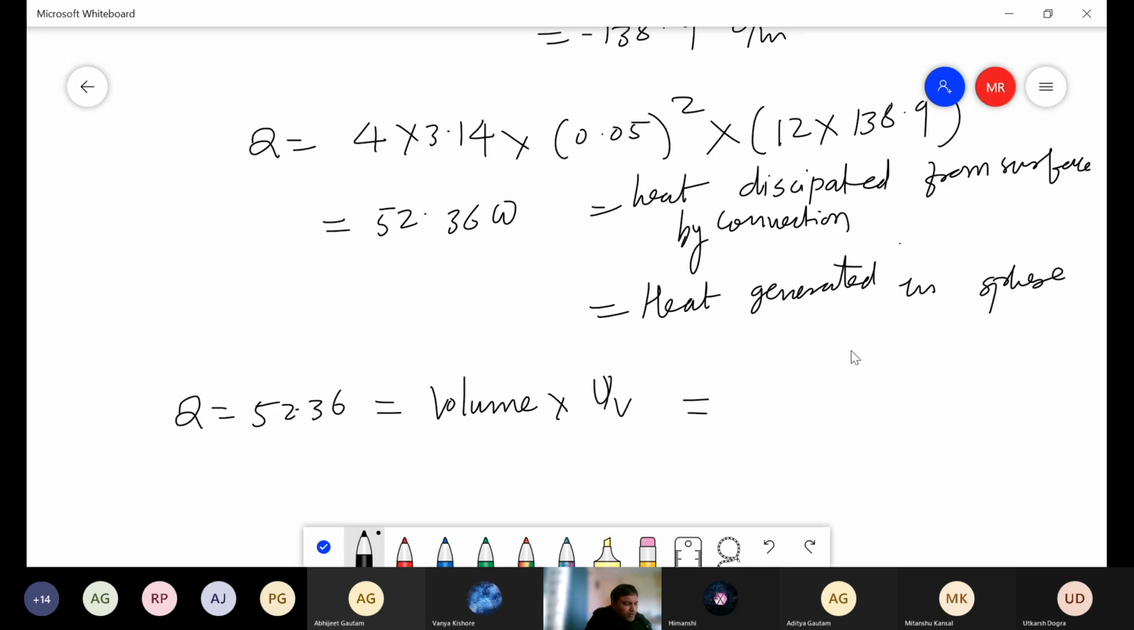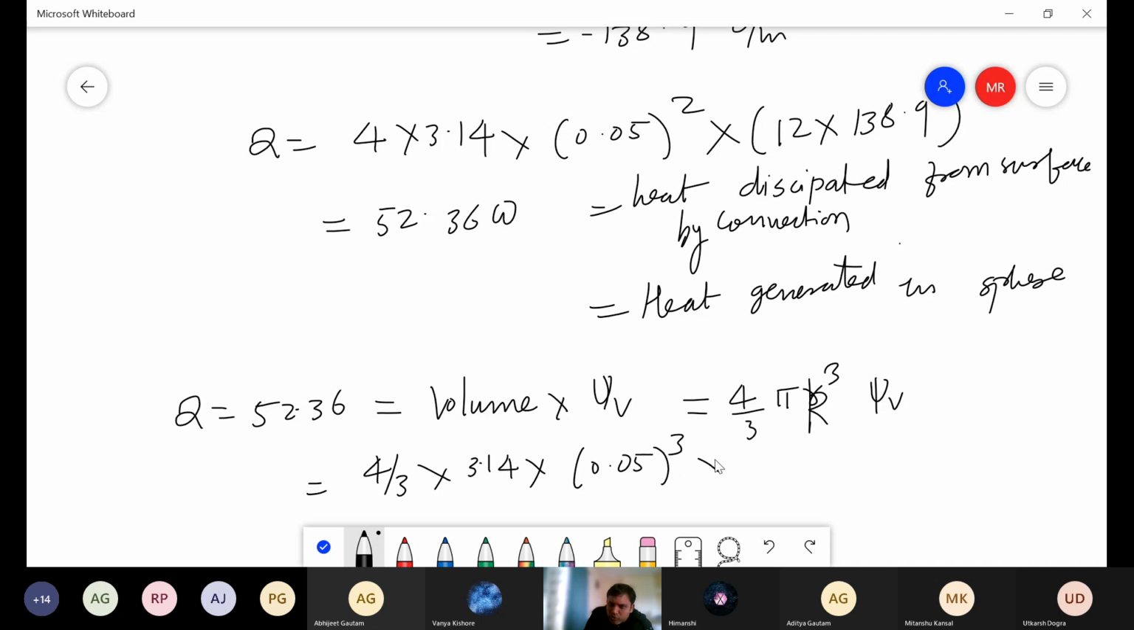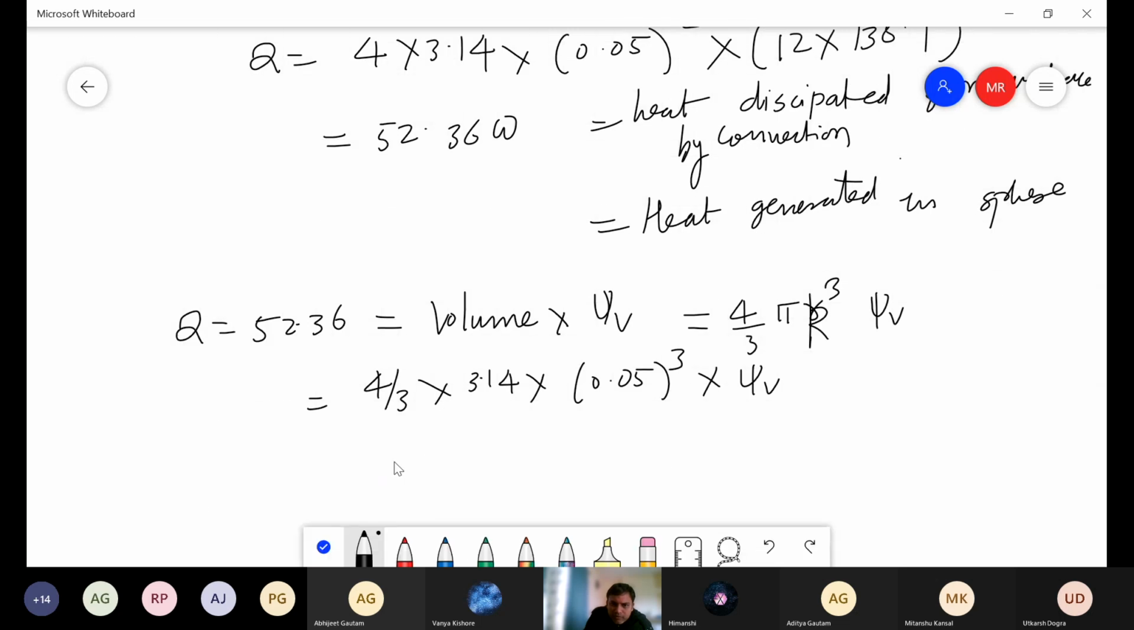The volume of the sphere will be what? 4 by 3 pi r cube, isn't it? Pi r cube into psi v. So 4 by 3 into 3.14 into 0.05 cube into psi v. You can back calculate the value of psi v. Do you all agree? So this you will get around 100 into 10 raised to power 3 watt per meter cube. So this is nothing but the volumetric rate of heat generation.